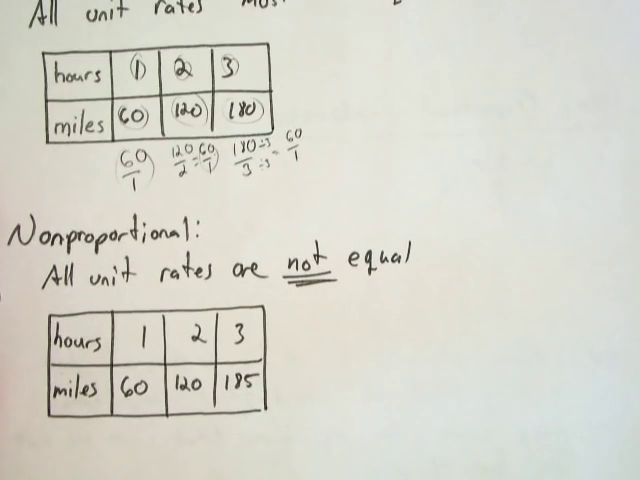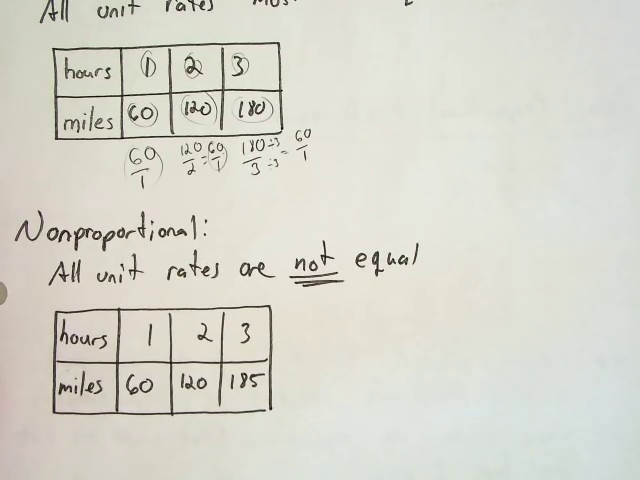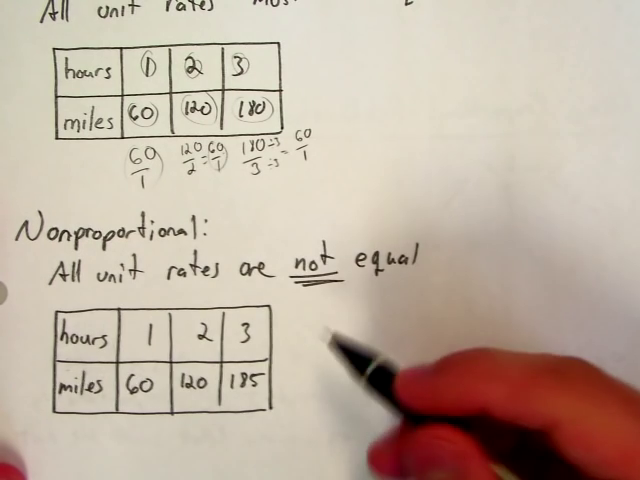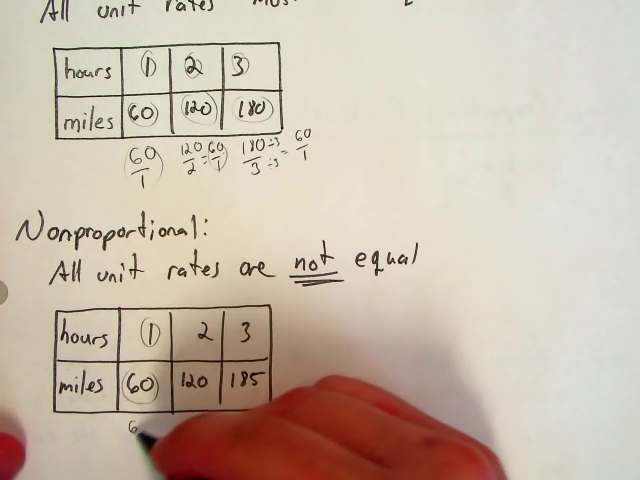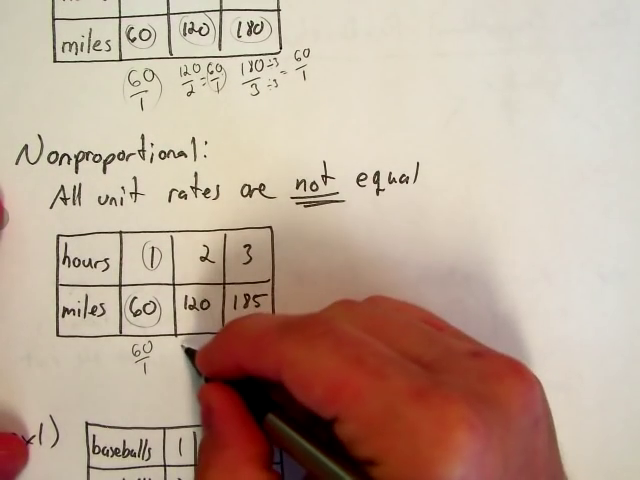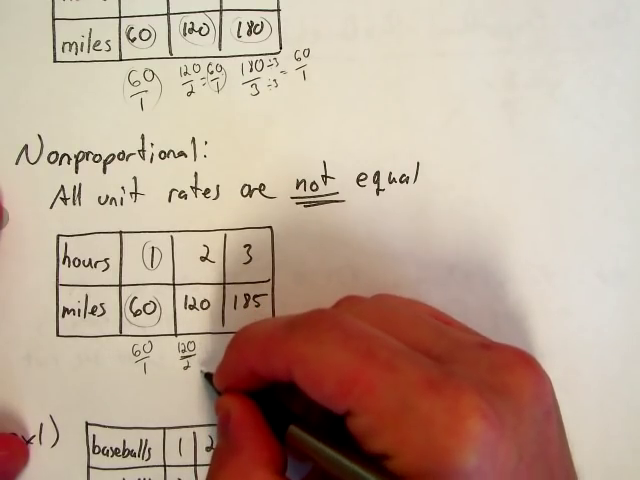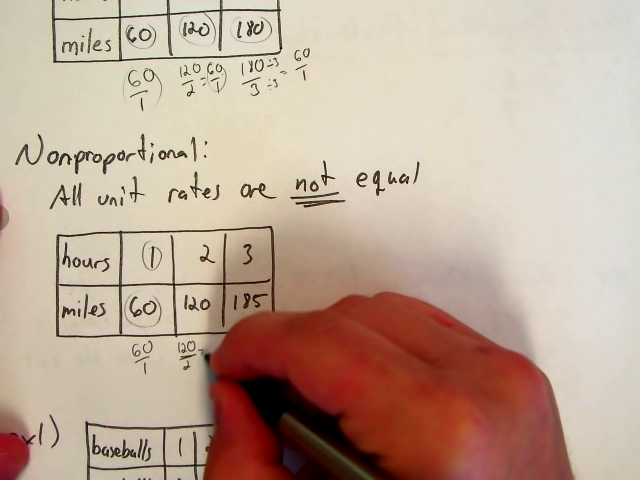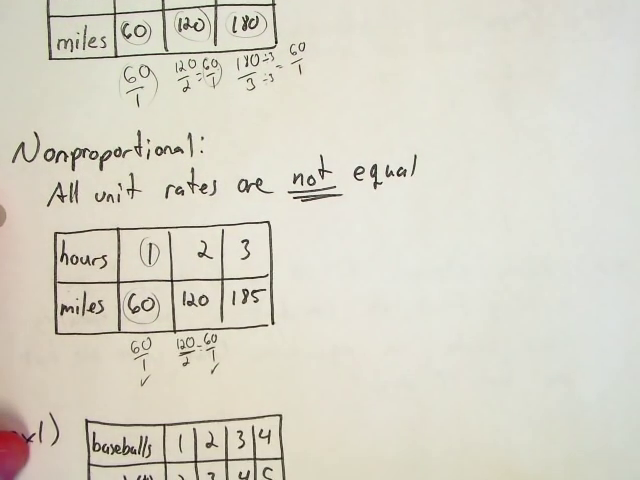If something is non-proportional, all unit rates are not equal. Once you find one unit rate that isn't the same as the others, you are done. You can stop because it is not proportional then. Same thing here. I would do 60 over 1. That is already a unit rate. 120 divided by 2. I have to divide both numerator and denominator by 2. Now I'd still get 60 over 1. Again, so far, we're okay.